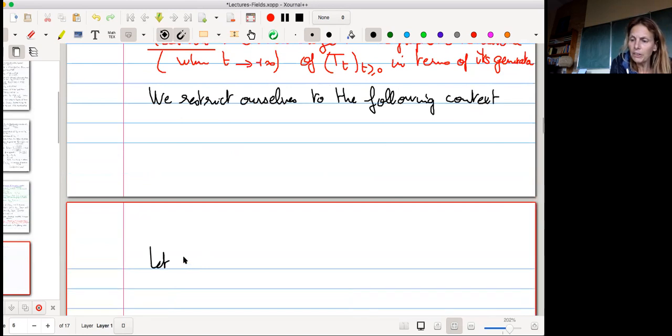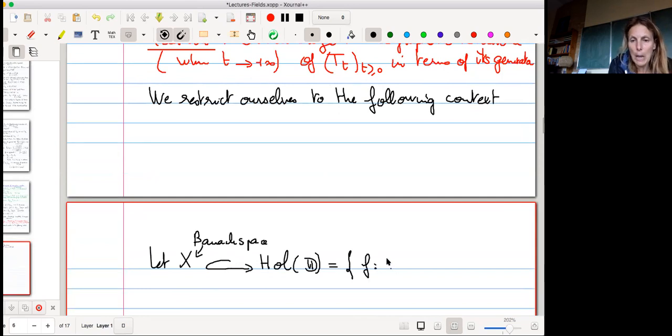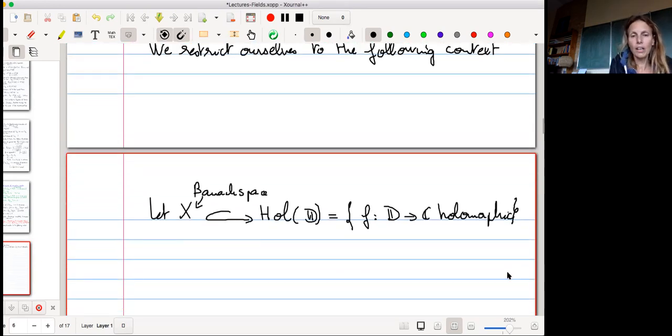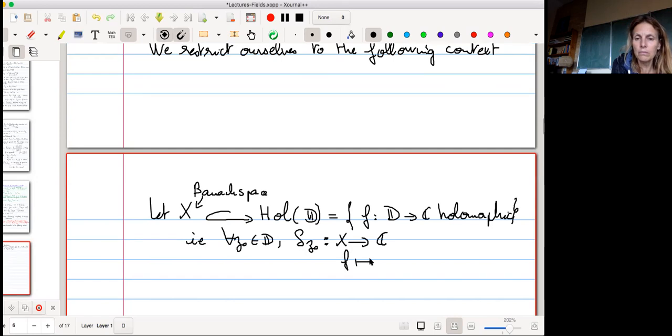So in the circle, we will consider X, a Banach space which embeds continuously in all of D, the set of functions from D to C which are holomorphic. I already mentioned that, but I write it again: it means that for all points in D, the evaluation is continuous.